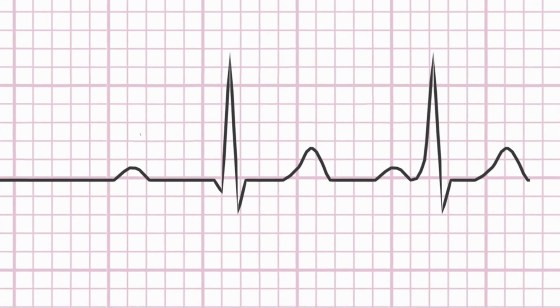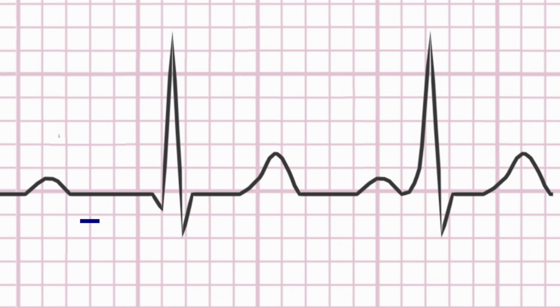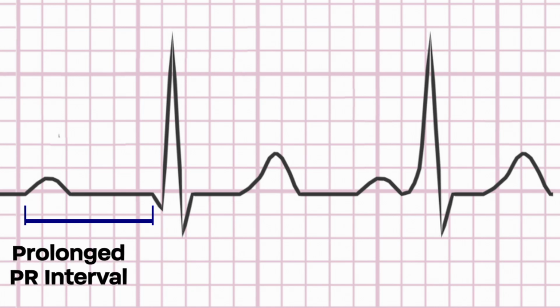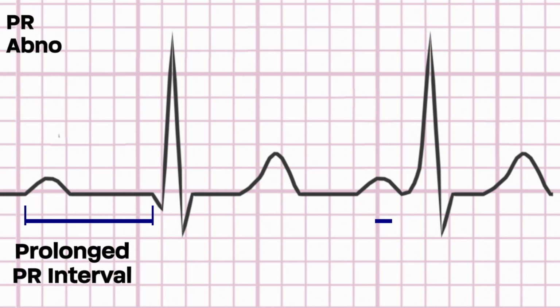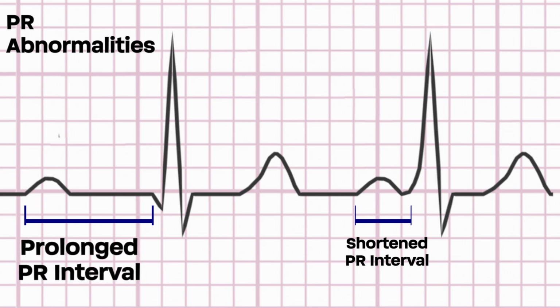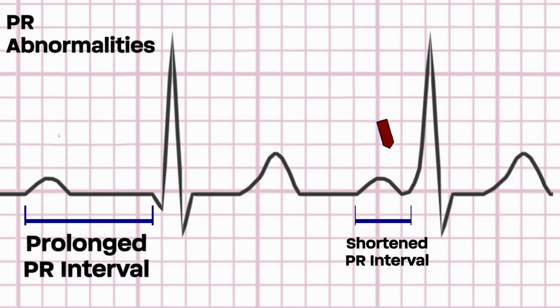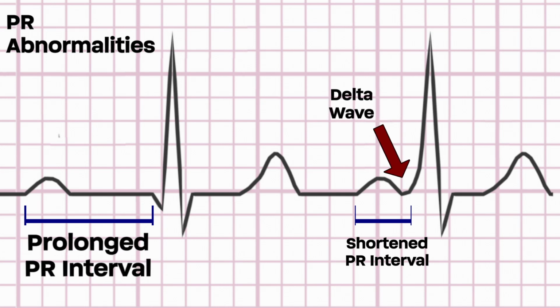Remember, the AV node's job is to provide a pause between atrial and ventricular contraction to allow for the atria to contract and move blood into the ventricles. That pause has to have an appropriate duration for this process to be functional. A prolonged PR interval suggests that the AV node is taking too long to do its job, and that can be a sign of damage to it.